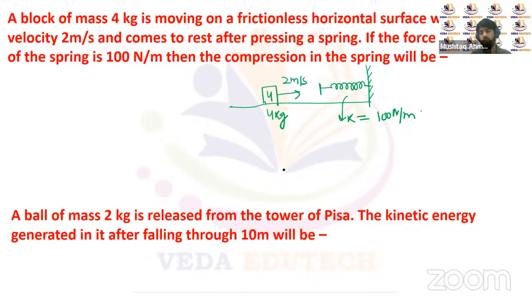Now, the only forces involved here are conservative forces. We know that the force applied by the spring is a conservative force. So there will be a concept of potential energy, or we can say the kinetic energy lost by the block will be stored as the potential energy in the spring. It means that when the block stops, the total kinetic energy of the block will be transferred as the potential energy in the spring.